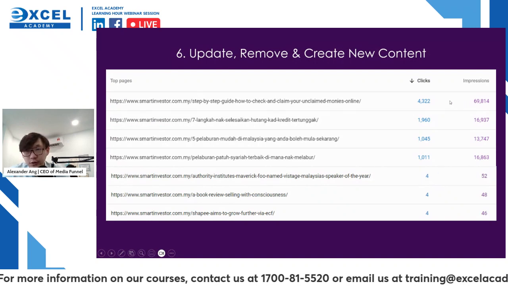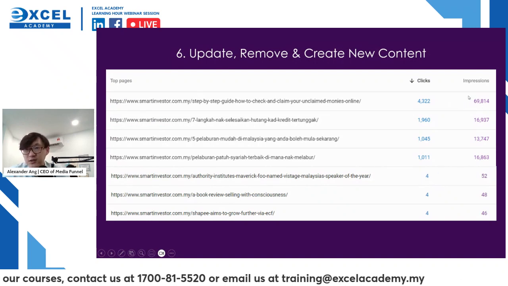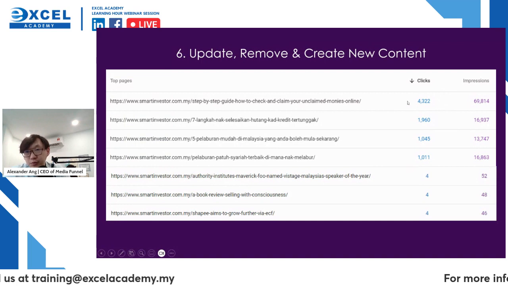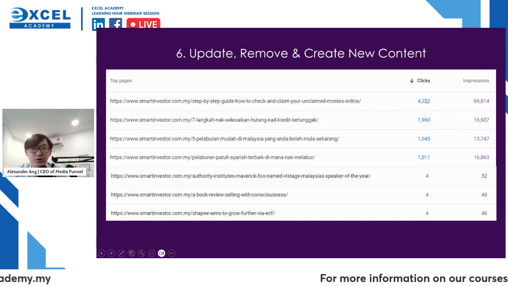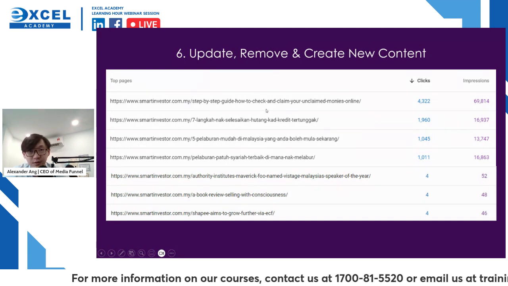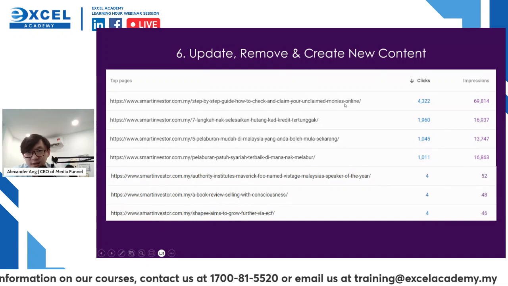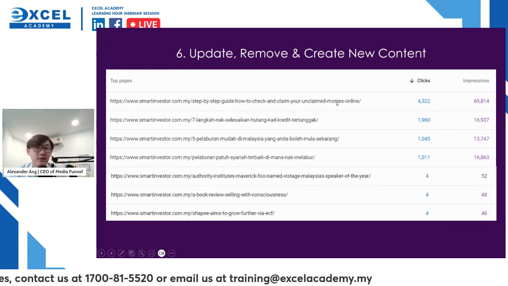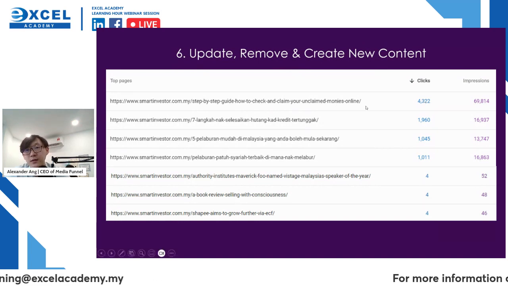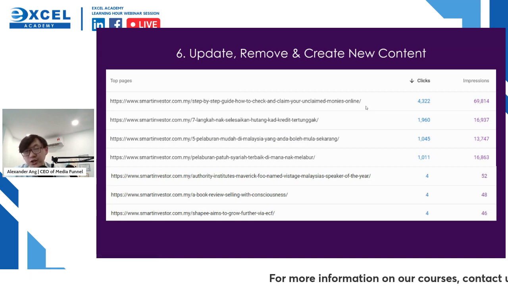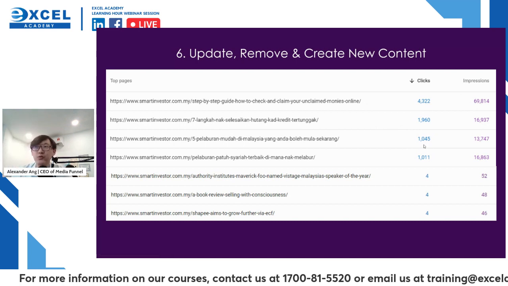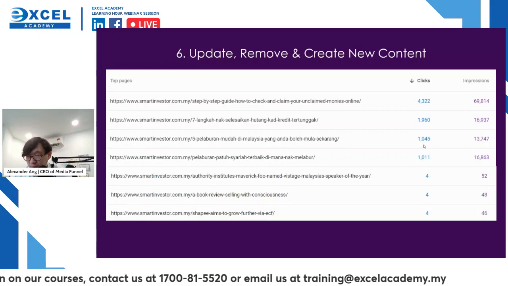Now, for the top performing articles, for example, you have 69,000 impressions and 4,000 clicks, you can improve the articles and make them so much better, then the clicks and impressions will continue to increase, and your ranking for this keyword, for example, check and claim your unclaimed monies online, will be more consistent. So let's say this is the keyword you want to rank. It's going to rank more consistently on the front page, and then you're going to generate more clicks. Therefore, this strategy allows you to refresh and go through content that is outdated, whether you want to delete, remove, or update.